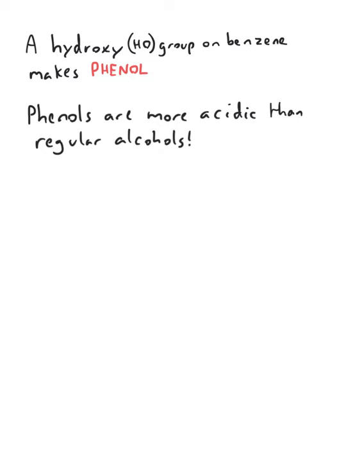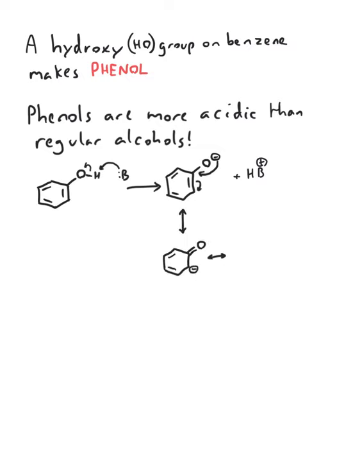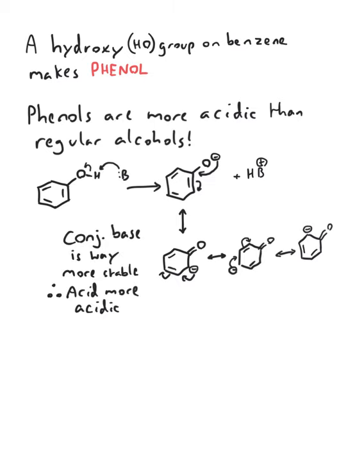Phenols are important because they are more acidic than regular alcohols. Now, if you think back to the chapter on acids and bases, you will probably remember why. If we deprotonate the phenol, we have a resonance stabilized anion that is much more stable than a non-resonance stabilized anion, i.e. the conjugate base is more stable, making the acid more acidic.